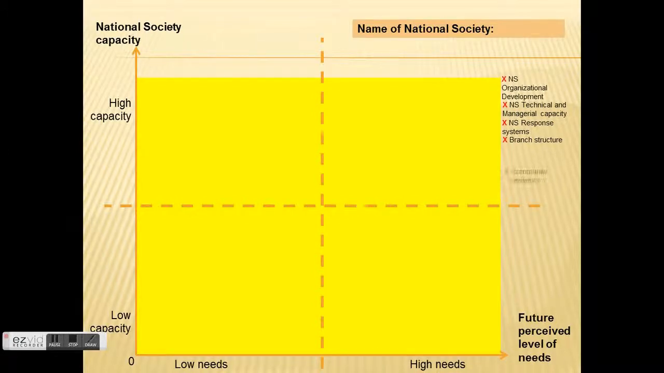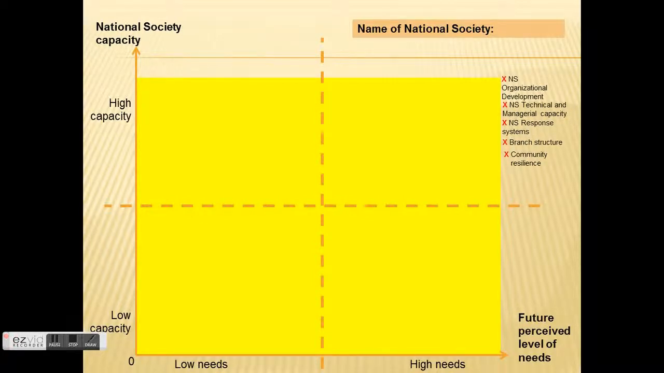And the last point is community resilience, the capacity of the community to overcome shocks and stresses. Does the National Society have a high or low capacity, again on the vertical axis, to support communities? Or on the contrary, and on the other axis, whether it feels that is something that it should enhance in the future.